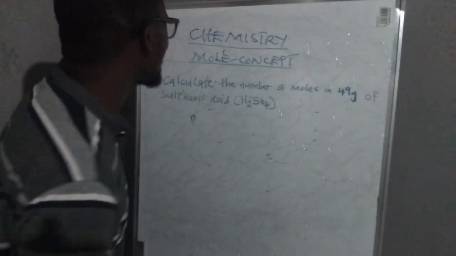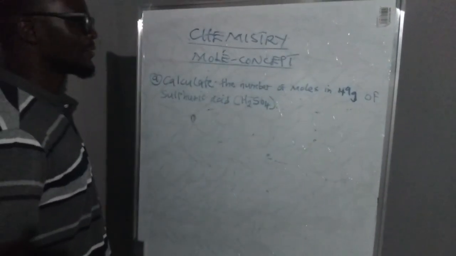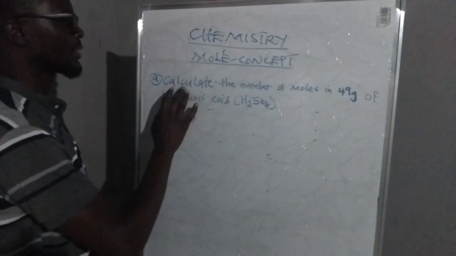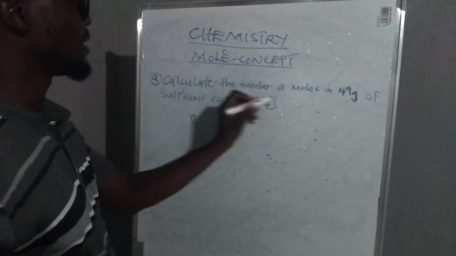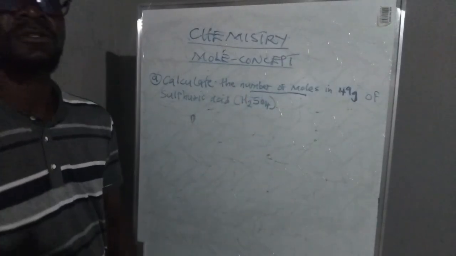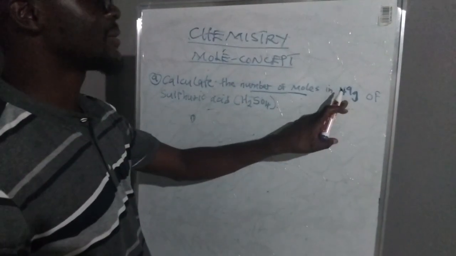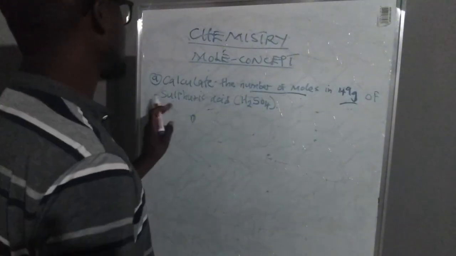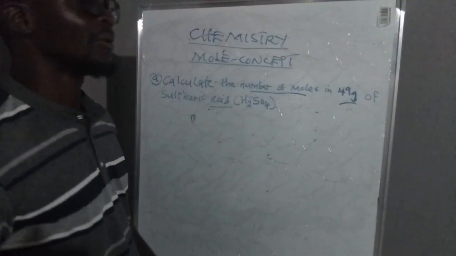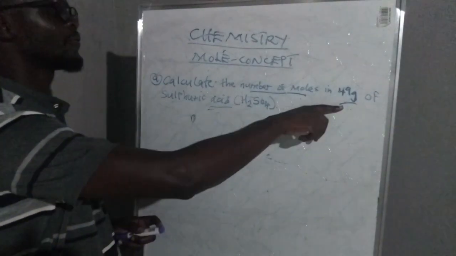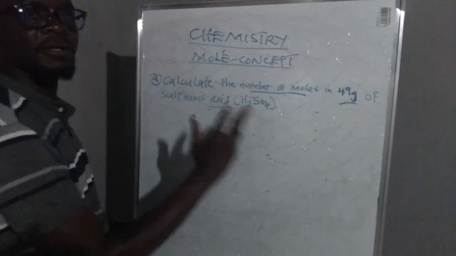Let's get to it. The question I have here is: calculate the number of moles. Already we know the interest is the number of moles. Are you with me? Number two is in 49 grams of sulfuric acid. So we are finding the moles in 49 grams of sulfuric acid.